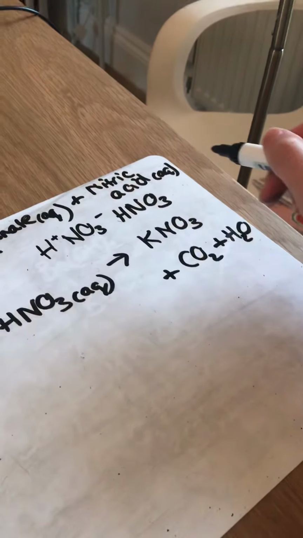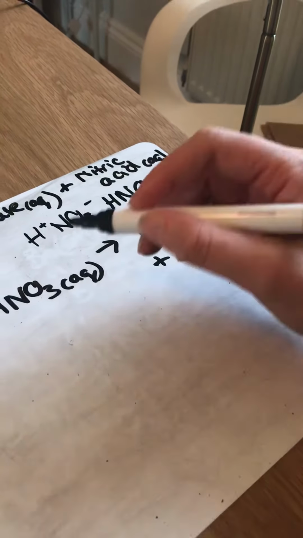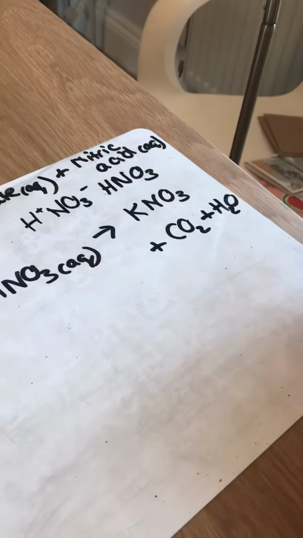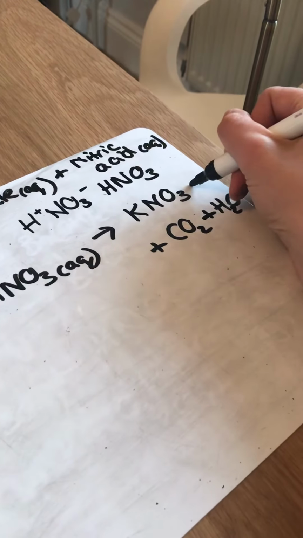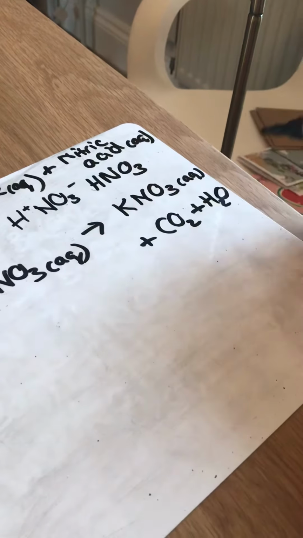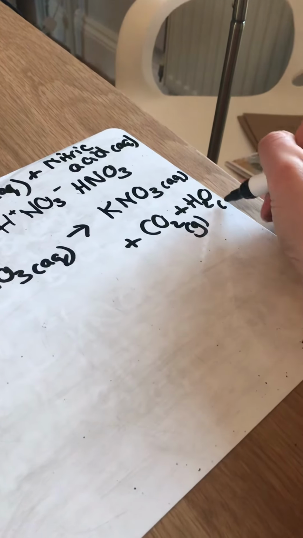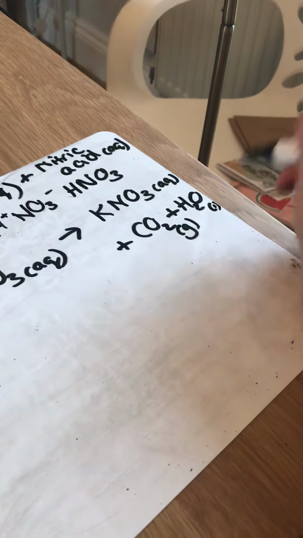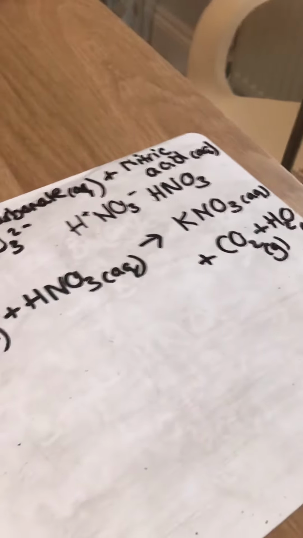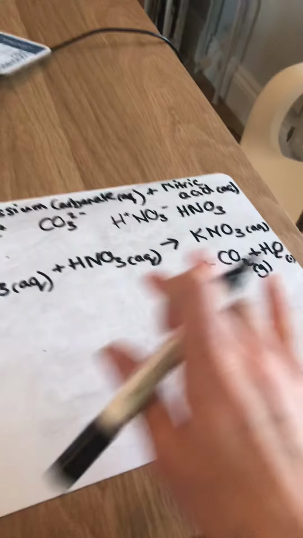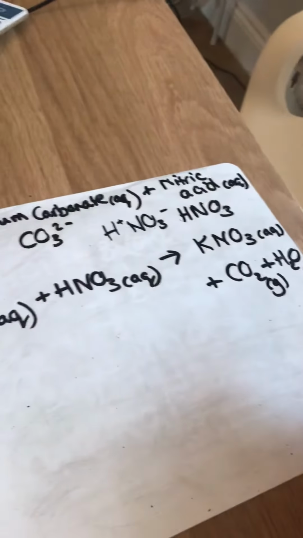So then, just before we balance, I'm just going to put the state symbols on. All nitrates are soluble, so this is still soluble. Carbon dioxide, as you know, is a gas, and water is a liquid. Sorry, my pen's a bit too big. So that is our overall formula of the different parts of the equation.